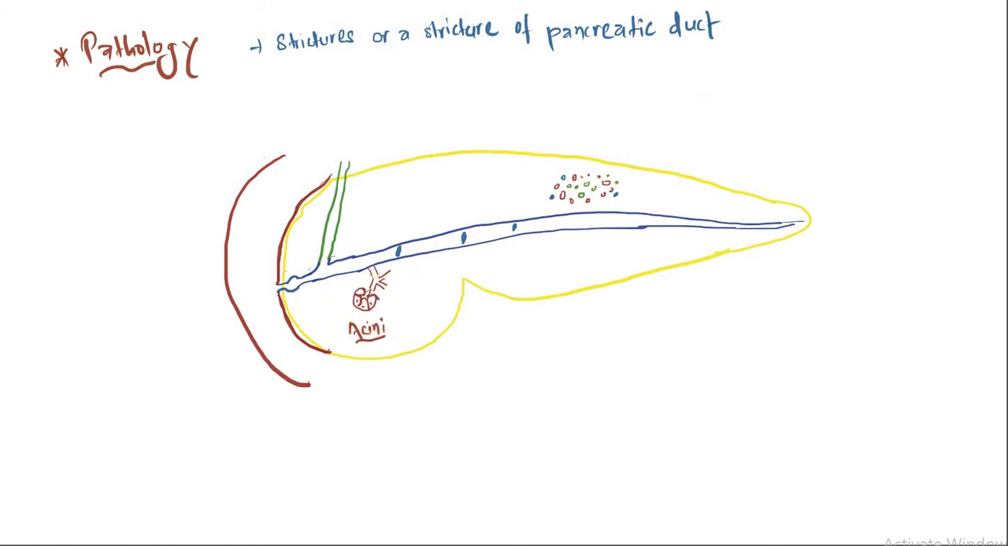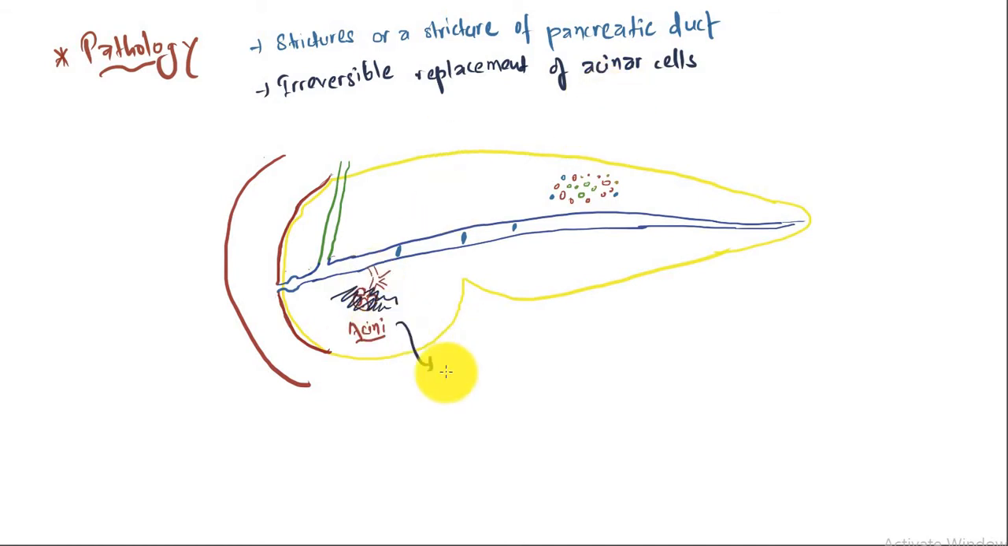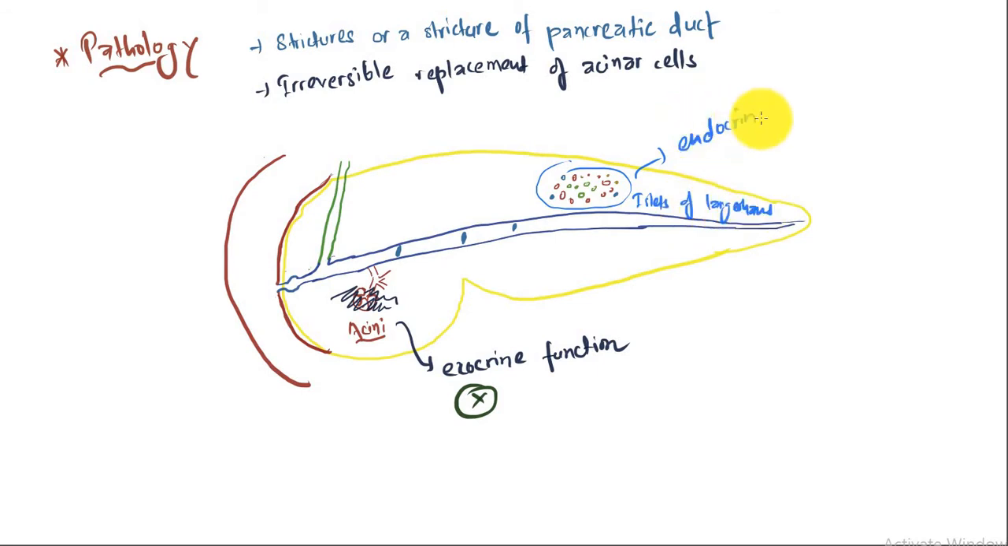These are the acini, and the acini undergo fibrosis. So there is irreversible replacement of acinar cells, resulting in loss of exocrine function gradually. These are islets of Langerhans, which are responsible for endocrine function. They also lose their function gradually.